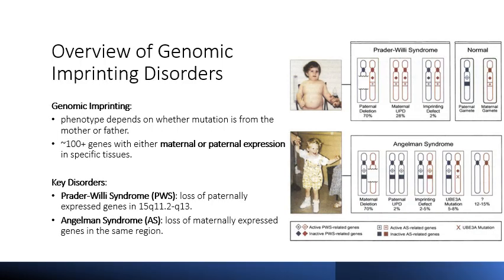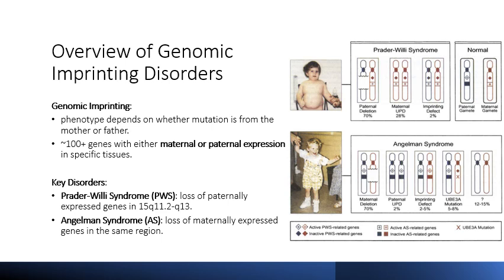This is an overview of genomic imprinting disorders. Prader-Willi syndrome involves the absence of paternally expressed genes on chromosome 15, which means that either both chromosome 15s are inherited only from mum through trisomic rescue, or the paternal region on chromosome 15 is actually deleted. This leads to obesity, intellectual disability, and other features in the carrier.